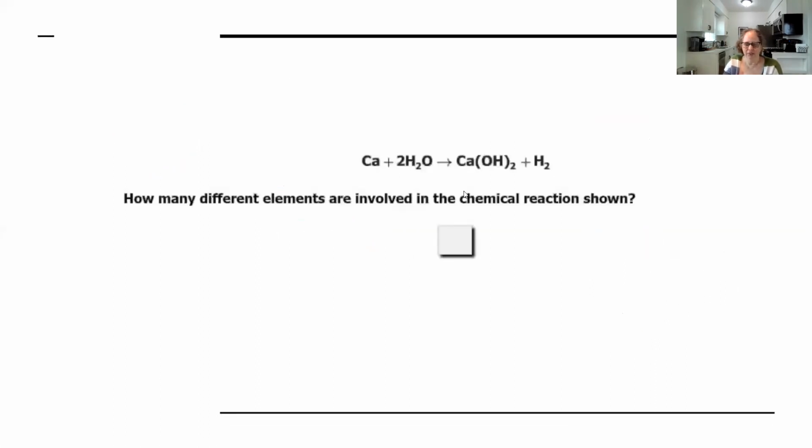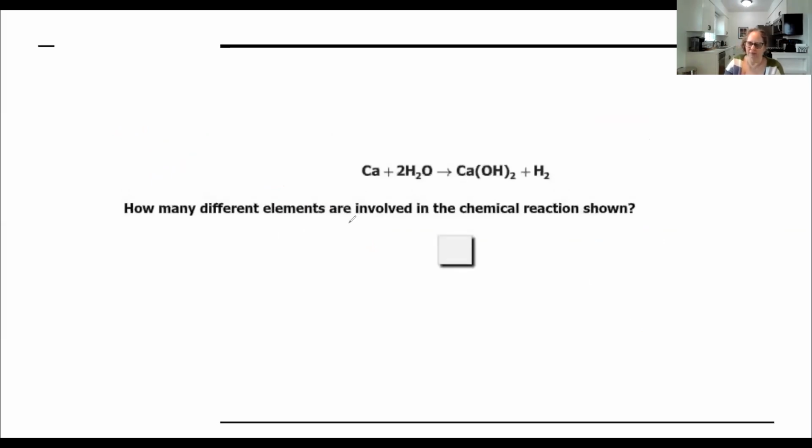How many different elements are involved in the chemical reaction shown? How do I know it's an element? It has a capital letter at the start. Every guy has a capital letter at the start. Ca, since this a is lowercase, this whole thing is one element, and it's calcium. H, capital letter, hydrogen. O, capital letter, oxygen. Calcium again, oxygen again, hydrogen again. So there are only 3 different elements involved in the chemical reaction.